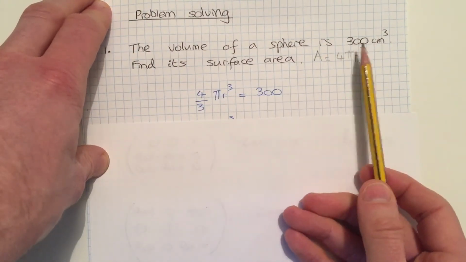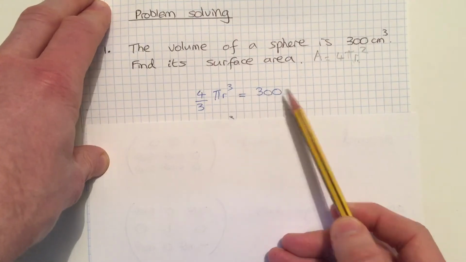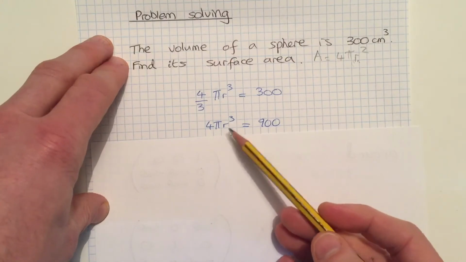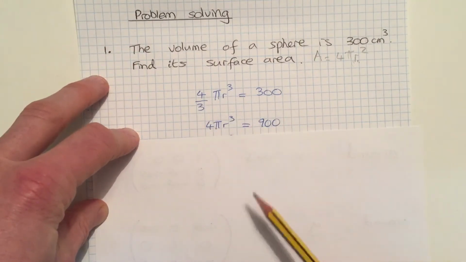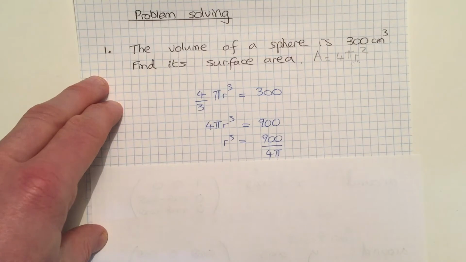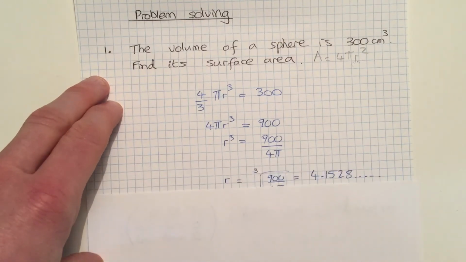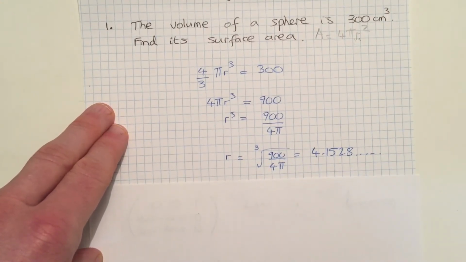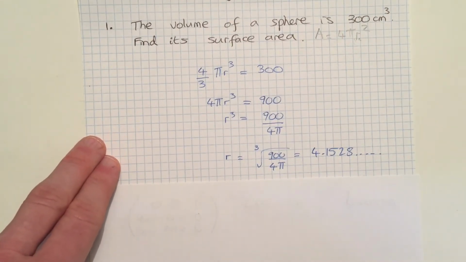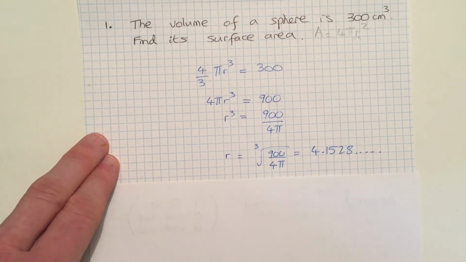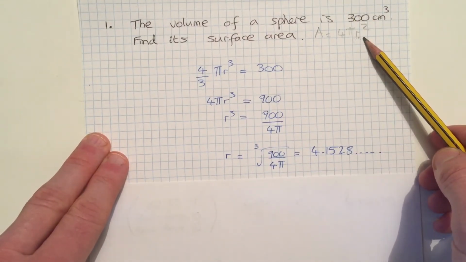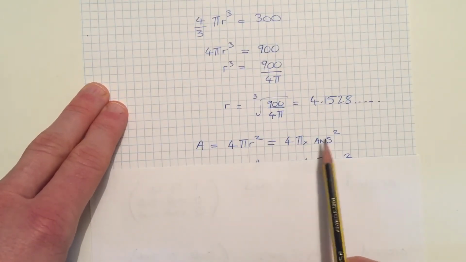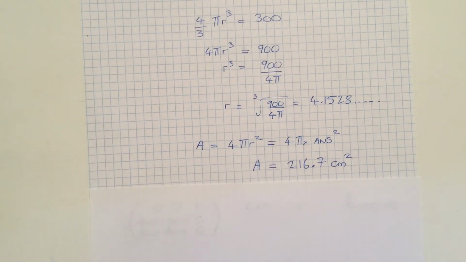So I've taken my volume formula and made it equal to 300, and I'm going to rearrange that to make r the subject. So first thing, I've times both sides by 3. I'm then going to divide both sides by 4 pi. Then I'm going to take the cube root of both sides. And if I do that on my calculator, I work out that the radius is 4.1528 centimetres. I can now substitute that into my formula here to work out the surface area. So substituting that in here, I get my surface area.